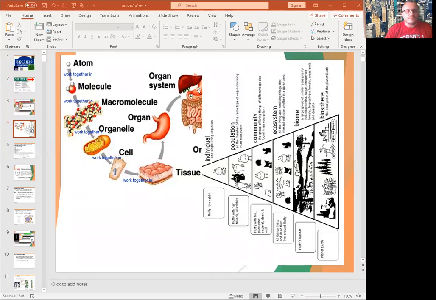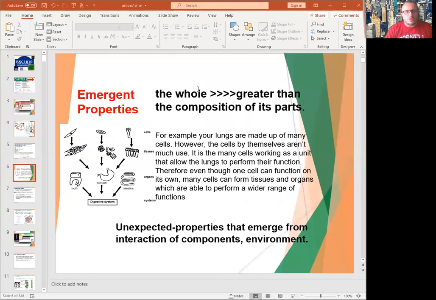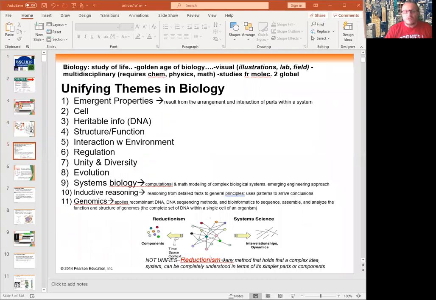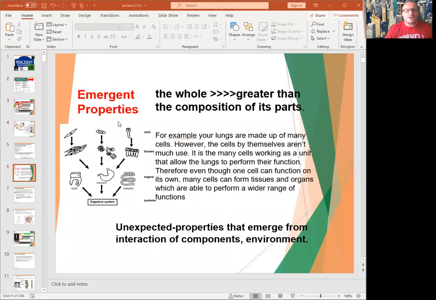Very diverse. Right, so we have 11 themes in biology, including emergent properties, cell, heritable information, structure, function, interaction, environment, regulation, unity, diversity, evolution, systems biology, inductive reasoning, genomics. Emergent properties is kind of unique in this, which is something where the whole is greater than the composition of its parts.